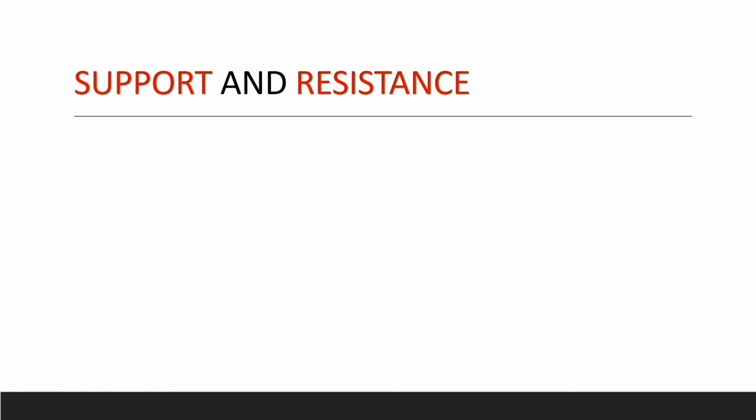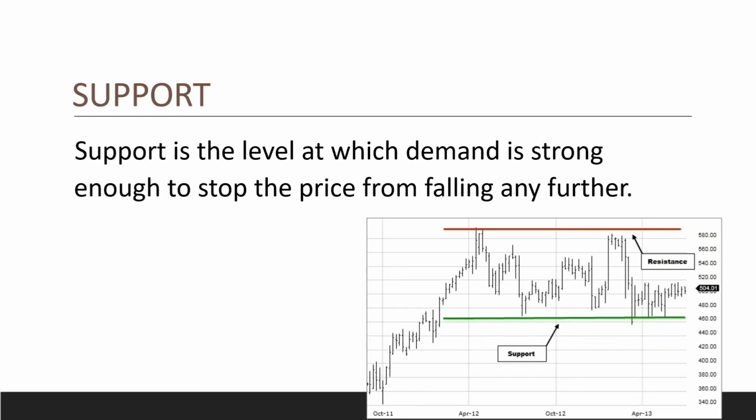Support and resistance levels are important points in time where we focus on supply and demand, where these levels meet. These support and resistance levels are seen in technical analysis, and they are one of the most important things that will help you identify the psychological levels and also the supply and demand levels of price. Let's look at what support is. Support is a level at which demand is strong enough to stop price from falling any further.